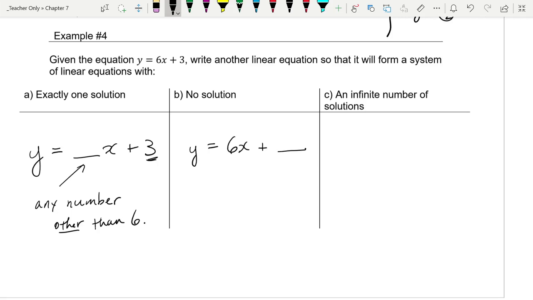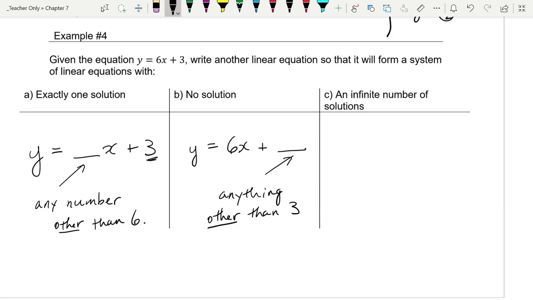What's the only way you could be wrong? If you put it as a 3, because then it would have infinite solutions. So this has to be a 6, but this has to be anything other than 3. And then this guy, how would you make me an equation based on this that you know is in reality the same equation? It just might fool me by looking different.